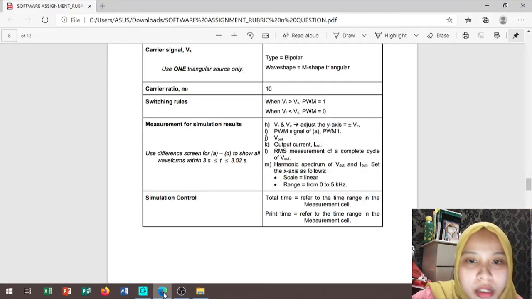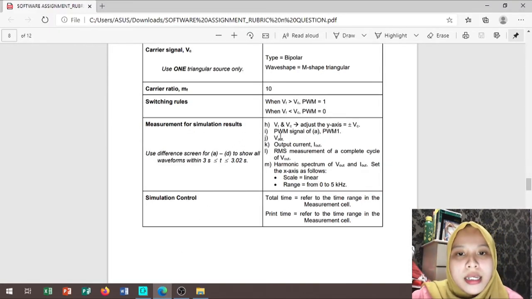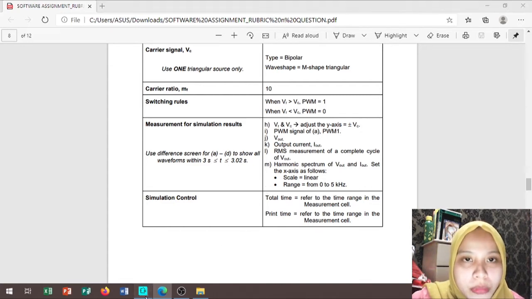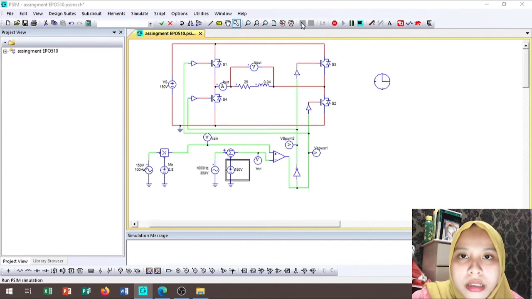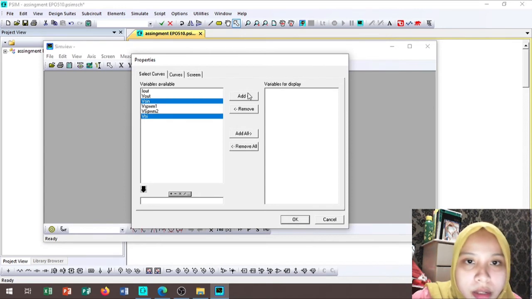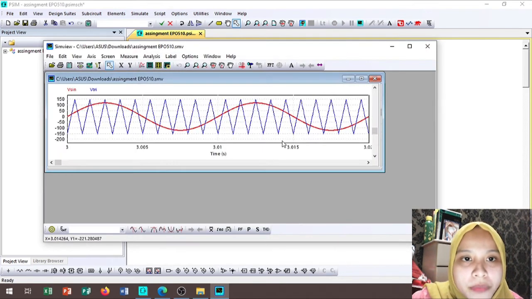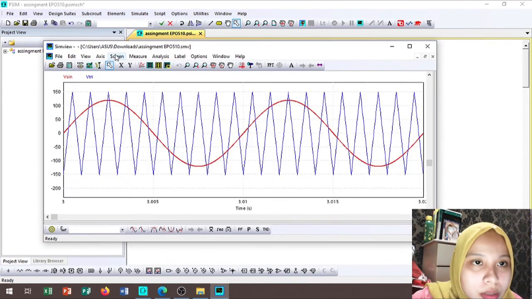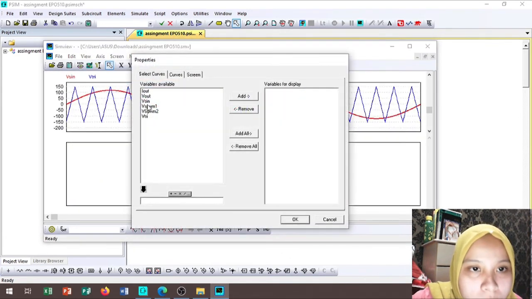Now we look at question 2. They ask for the signal of PWM1. First we need to consider the switching rule. When VR is more than VC, the value of PWM is equal to 1. When VR is less than VC, the value of PWM is equal to 0. So I want to run this simulation. I will add the sine and triangular first, and then I will add PWM1.